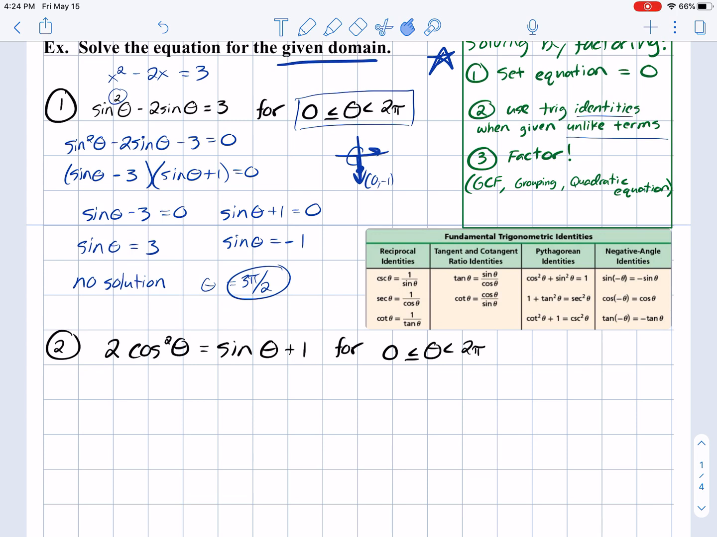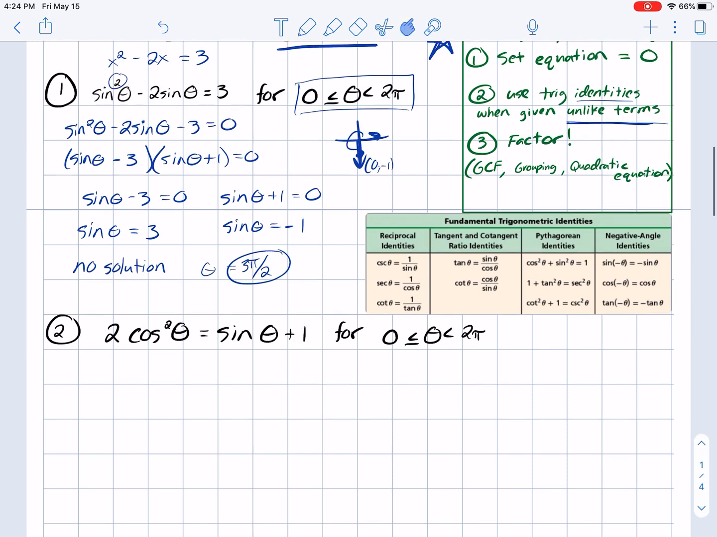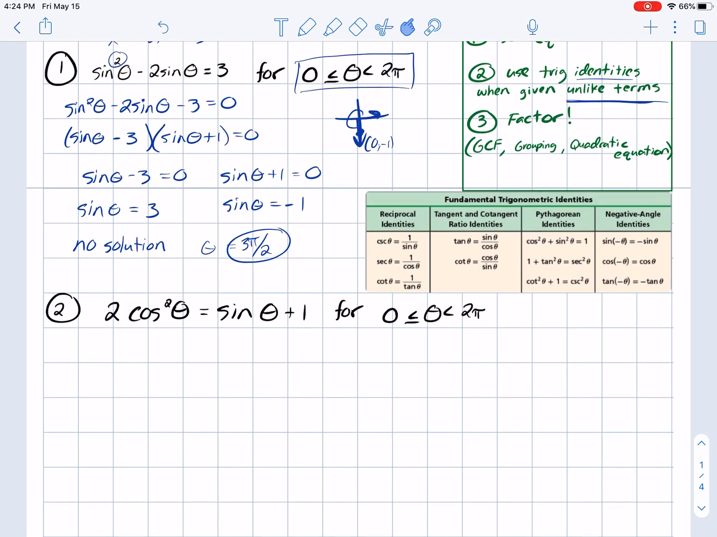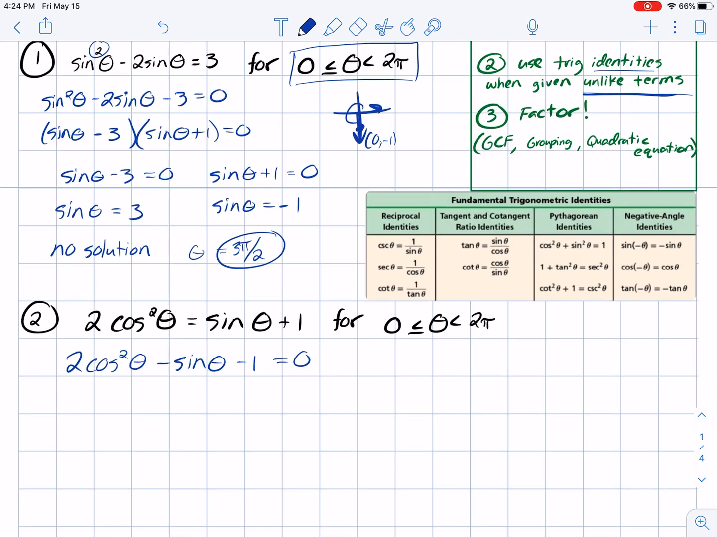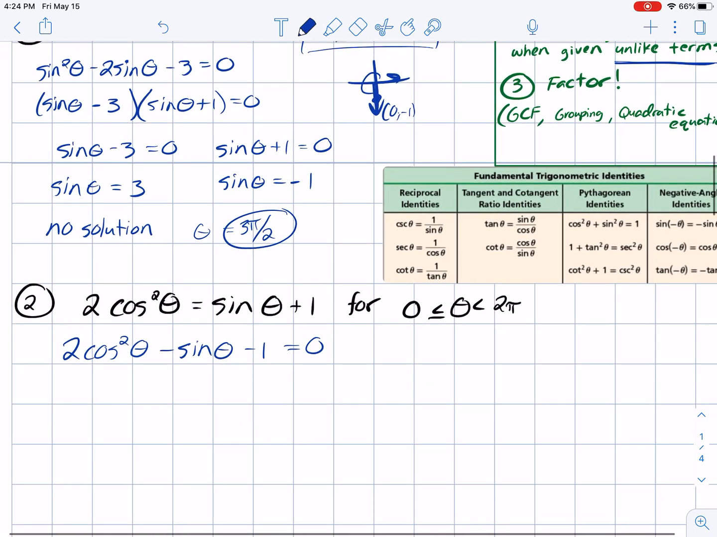Okay, let's try another. This is a perfect example of step 2 when you have unlike terms. Because if you're looking at this equation, we have cosine and sine. And we're not going to be able to solve an equation when we have unlike terms. That's like having x and having y. So what we want to do is get this cosine squared theta in terms of sine. So let's follow our steps, get everything on the same side, set it equal to 0.